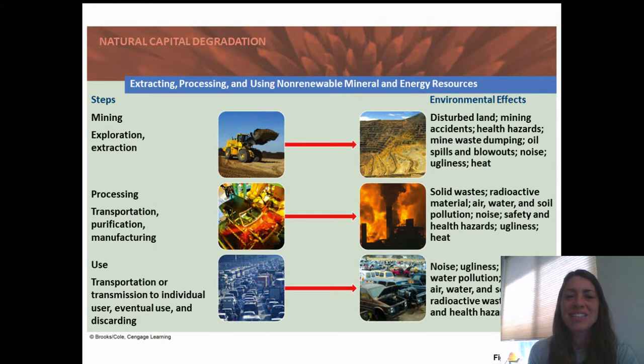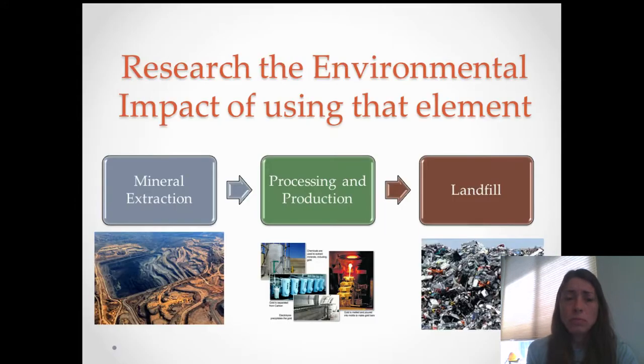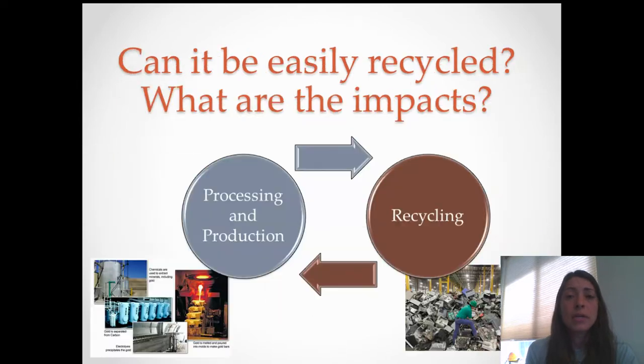This is another diagram showing in a few specific steps what it takes to take out these natural resources from Earth's crust. And yes, there's a lot of disturbed land in terms of mining. There's a lot of air pollution that goes along the way when we produce our different products. So when you're thinking about the one element you're researching that goes into your cell phone, we want to figure out where that element comes from. How is it extracted or dug up? How is it processed? And does it end up in the landfill? Lots of elements do. Some metals can be easily recycled, and you'd want to find that out and tell us about it.